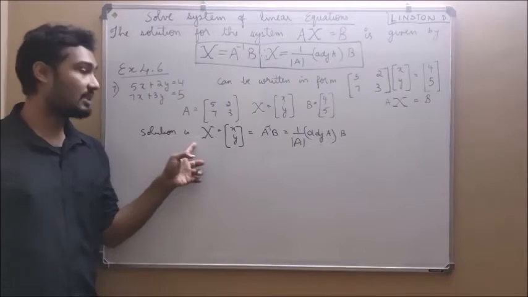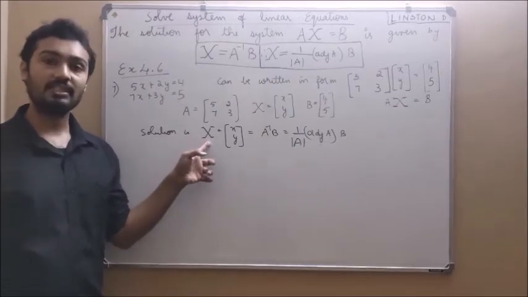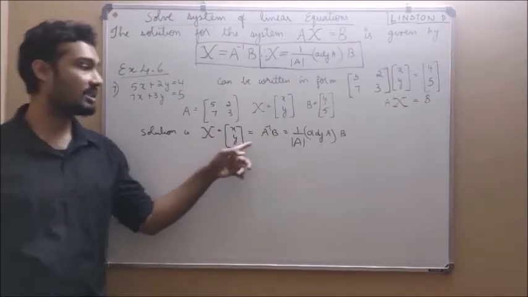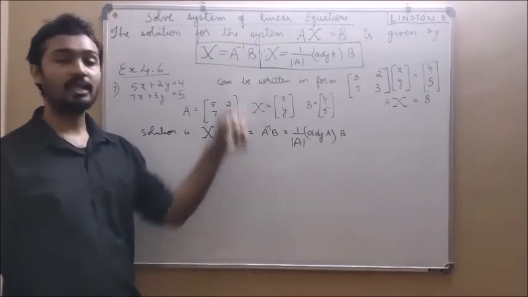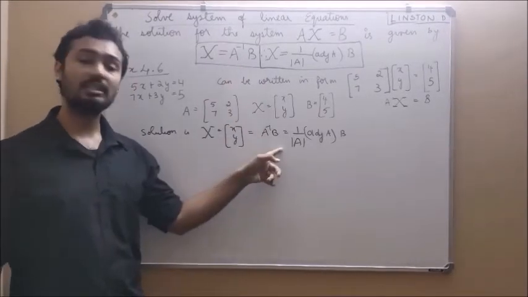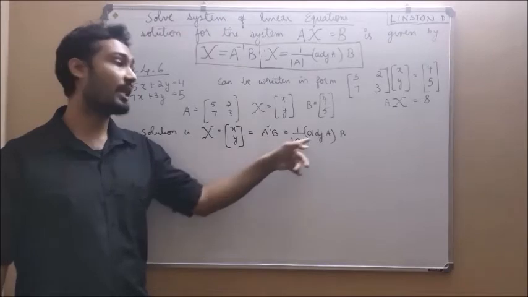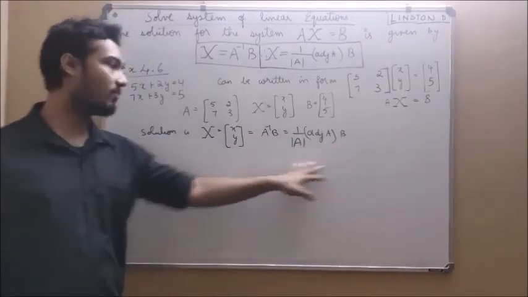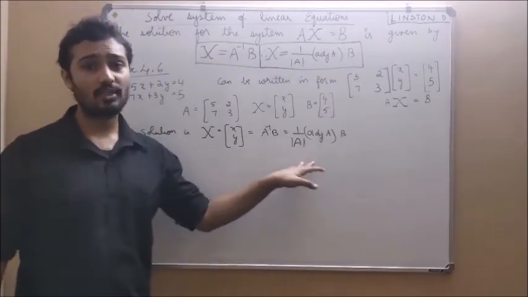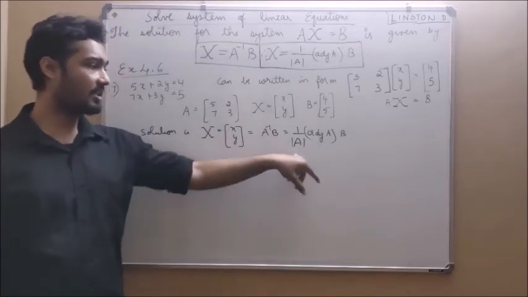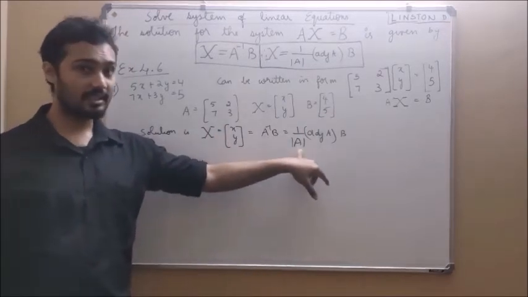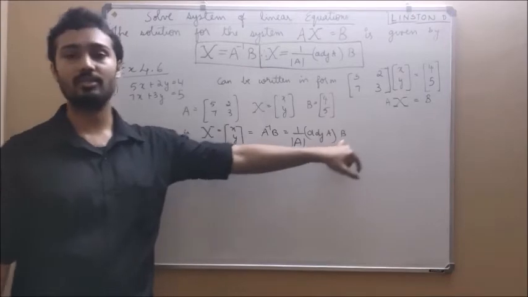So the solution is X, which is the variables x, y, equal to A inverse b by the formula. What is A inverse? A inverse is 1 by determinant of A into adjoint A, then into b. So this is the formula. You write the formula first, this will carry 1 mark. Next you have to find the determinant, then the adjoint, and then you have to find b.